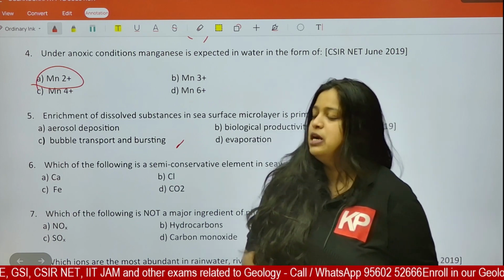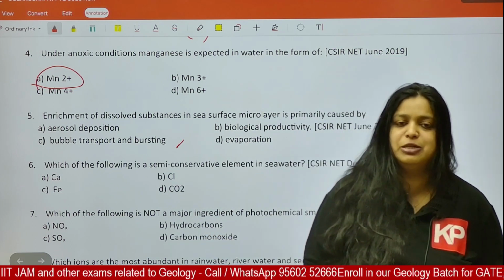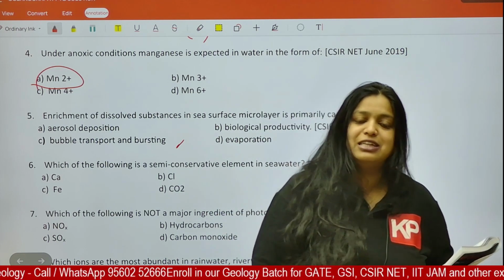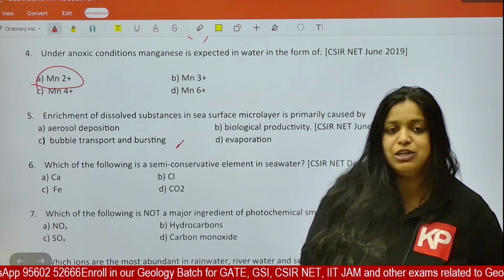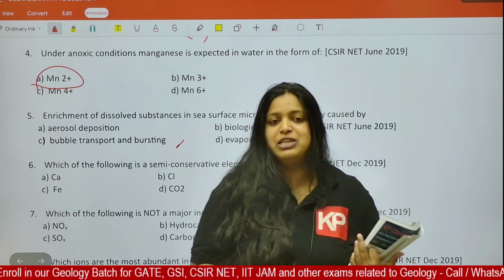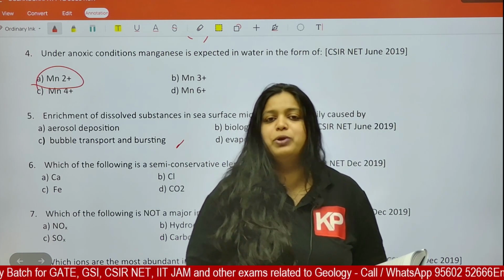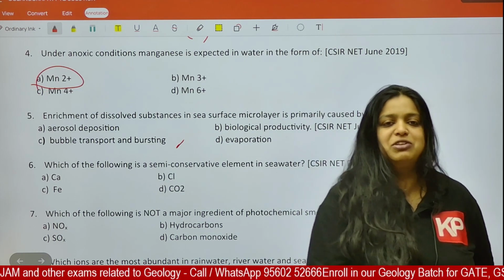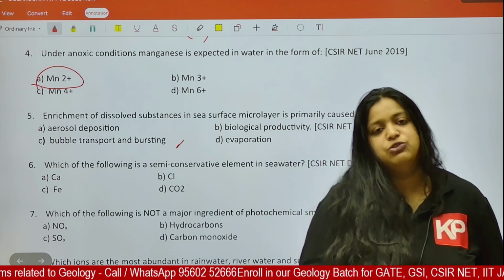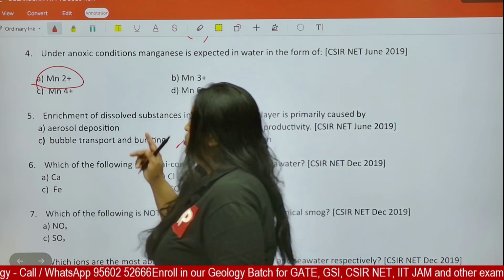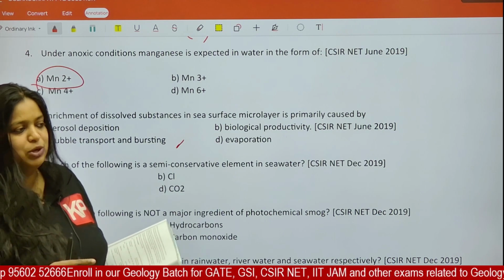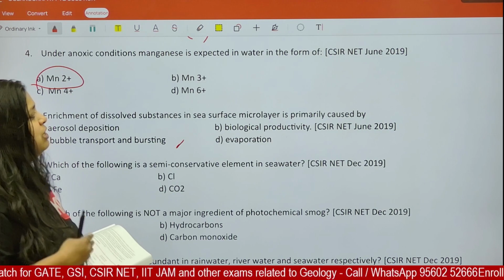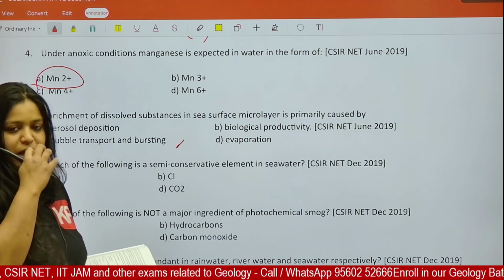For example, precipitation of certain minerals, certain ions or certain elements will take place when they are in their oxidizing state or in the reduction state, because maybe the oxidizing state is not soluble in water. So the moment oxidation happens, the ions will precipitate out of the seawater. So this is very important actually. Remember, for every mineral you have to understand what will be the ionic form in anoxic condition, like what will be the valency.